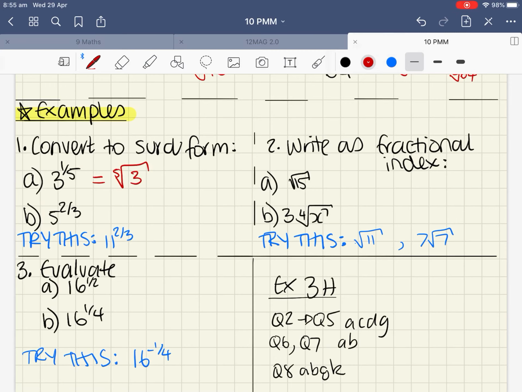So here, that means it's going to be the 5th root of 3, okay?